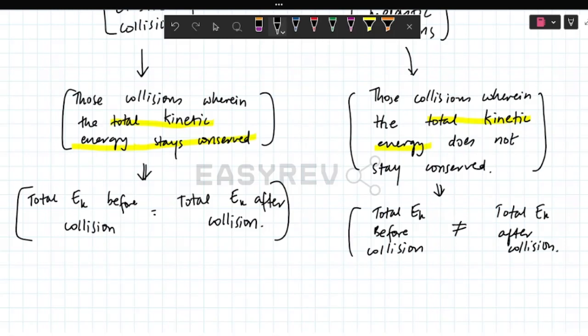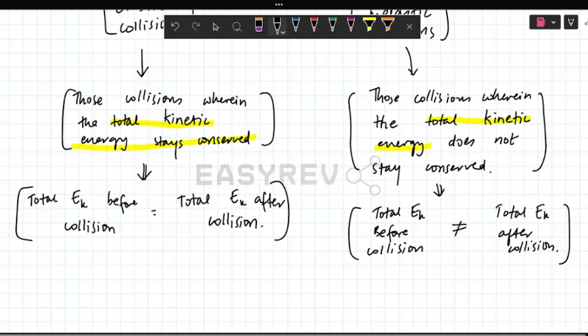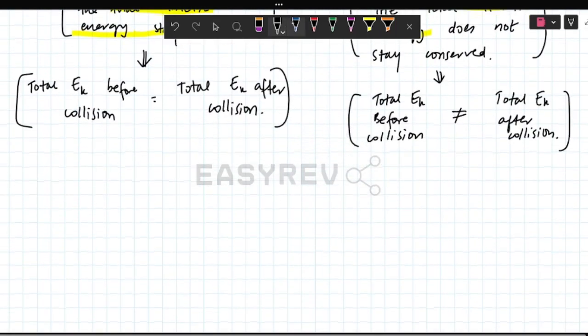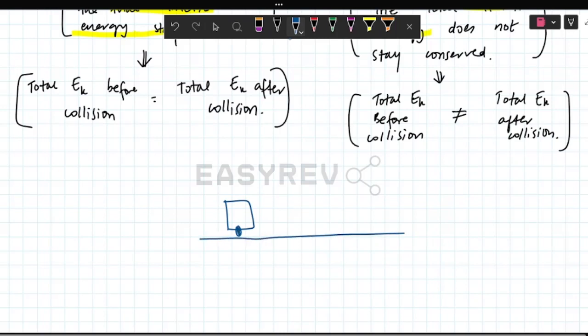Now, even now, you might be thinking that, okay, this is way too strange. In what kind of scenario can you expect the total kinetic energy before and after collision to not be the same? Well, it's quite common if you think about it. Think of a car that was moving with some velocity before. Let's actually make this a trolley over here. It was moving with some velocity.